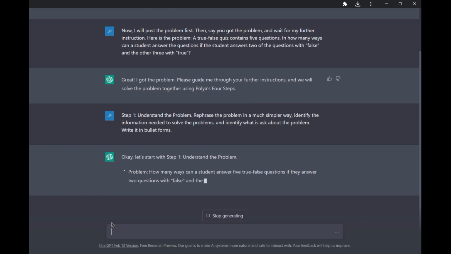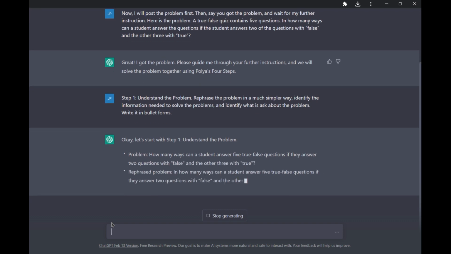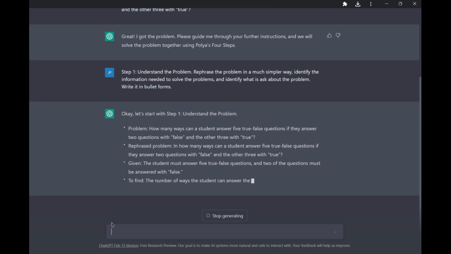Okay, let's start with step 1. Understand the problem. Problem: How many ways can a student answer 5 true-false questions if they answer 2 questions with false, and the other 3 with true? Rephrase problem: In how many ways can a student answer 5 true-false questions if they answer 2 questions with false, and the other 3 with true? Given: The student must answer 5 true-false questions, and 2 of the questions must be answered with false. To find: the number of ways the student can answer the 5 true-false questions.